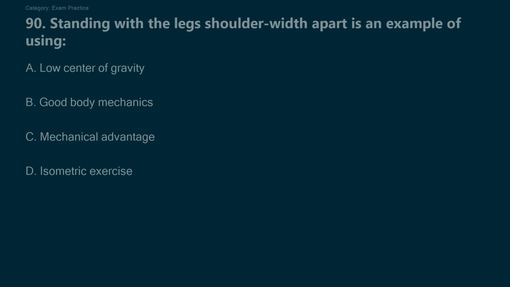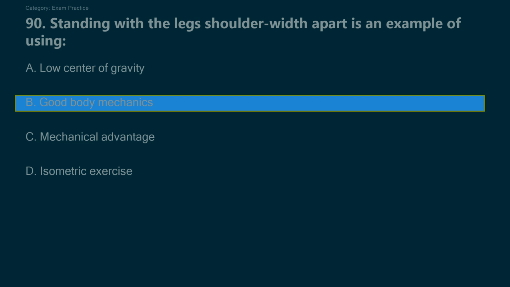Question 90. Standing with the legs shoulder-width apart is an example of using option A. Low center of gravity. Option B. Good body mechanics. Option C. Mechanical advantage. Option D. Isometric exercise. The correct answer is option B, good body mechanics.